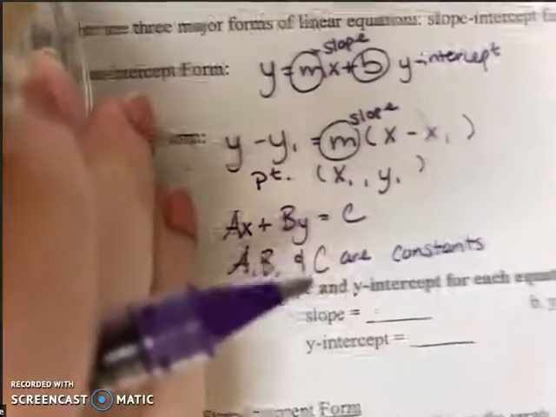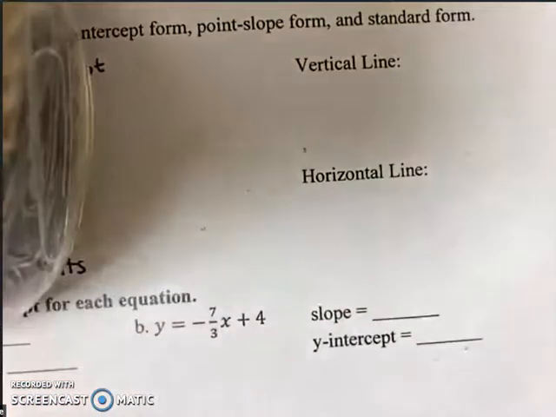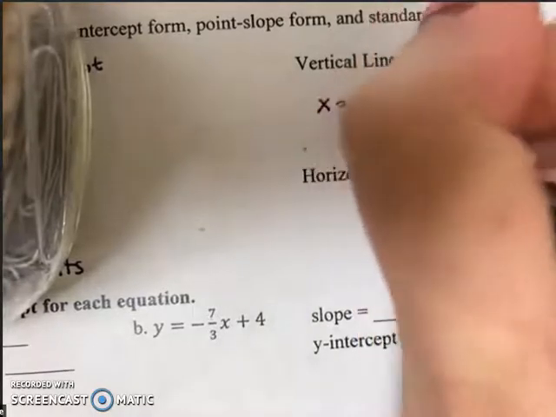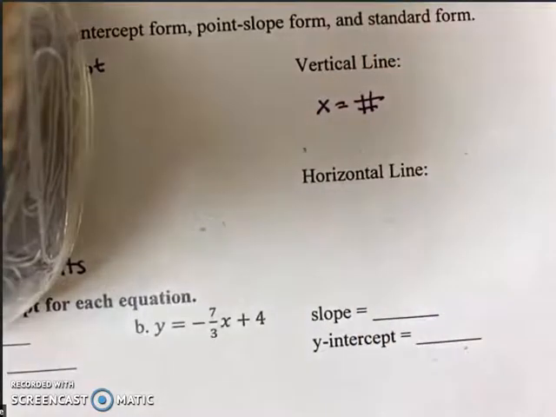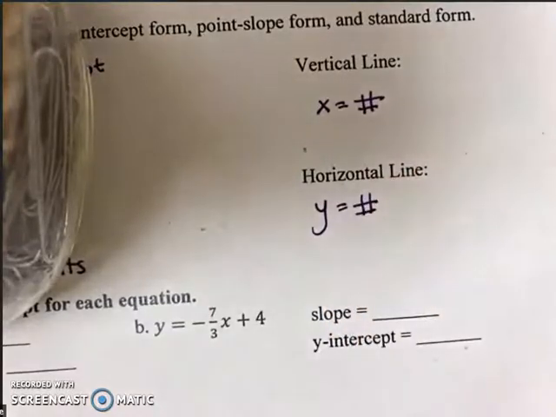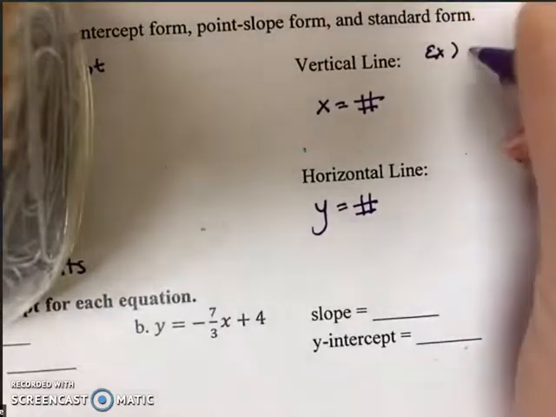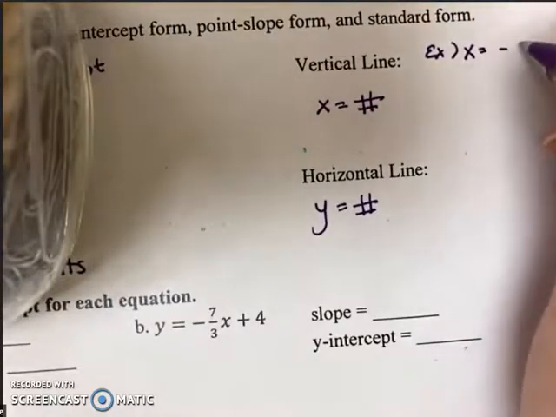Just a little side note, because I've noticed some difficulty with this in the past. I want to mention that if you have an equation for a vertical line, that would just look like x equals a number, and a horizontal line will be y equals a number. The reason why is, let's say I have something like x equals negative 4.